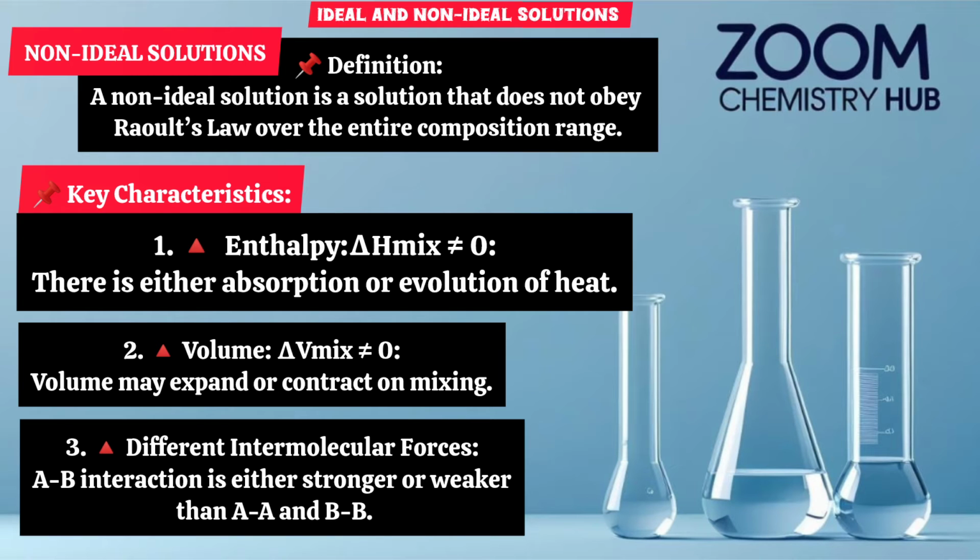Similarly, the third feature of the non-ideal solution is different intermolecular forces. So the AB interaction is either stronger or weaker than the interaction of AA and BB. So the interaction of AB, after the mixing, is either stronger or weaker than the interaction before the mixing of AA component and BB component.